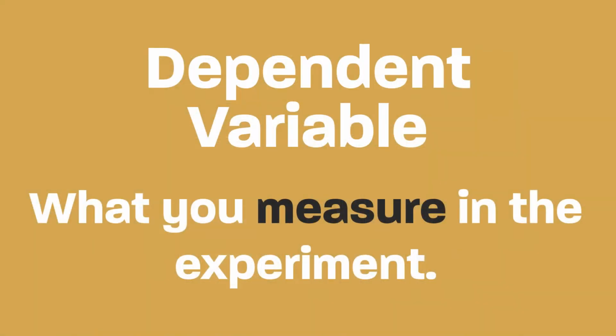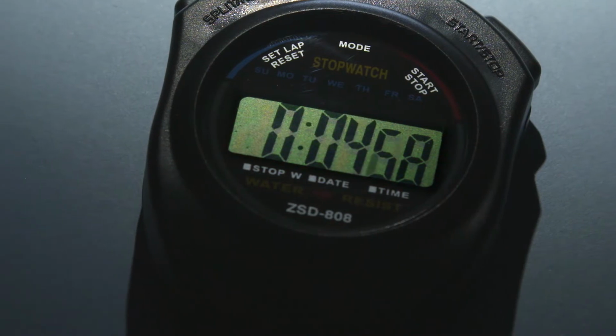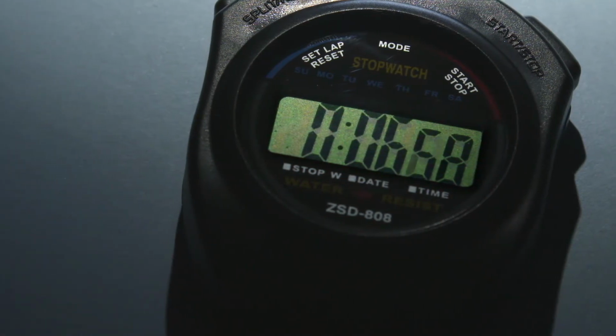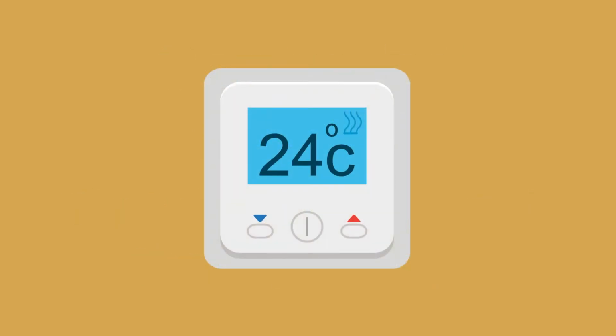A dependent or responding variable is what you measure in the experiment. This is what will give you your answer. An example of this would be the time, how long it took the ice to melt in our ice cube experiment. Some things do not change in the experiment. These are called controlled or constant variables. The temperature of the room would be the same the whole time we were doing our experiment.